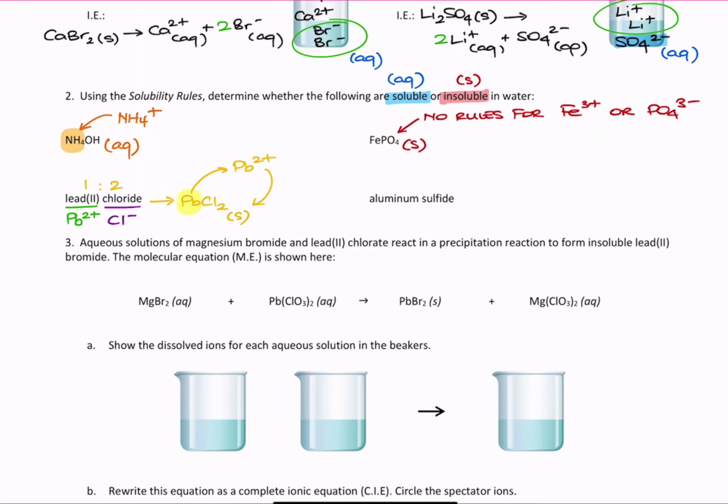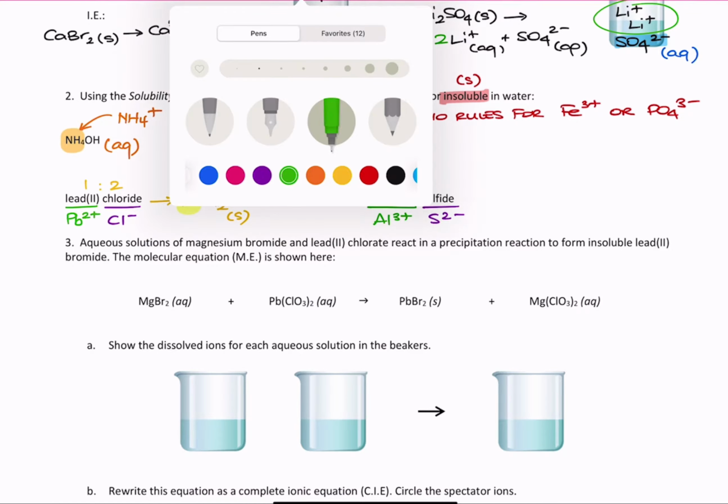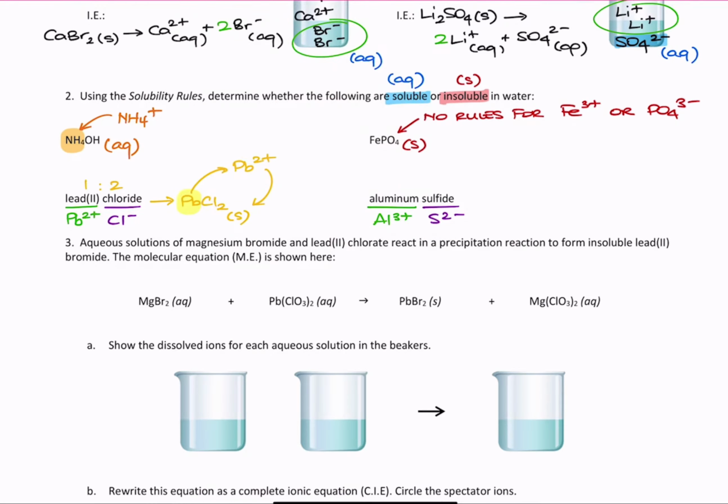Aluminum sulfide. The ion aluminum is Al3 plus. The sulfide ion is S2 minus. Therefore, in a 2:3 ratio you're getting the compound Al2S3. There is again no rules for Al3 plus or S2 minus. Therefore, aluminum sulfide will remain insoluble in water and will have the solid state.